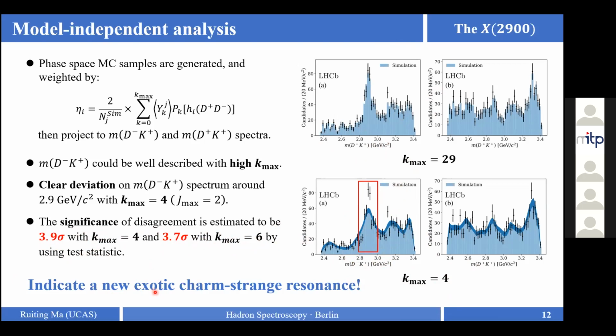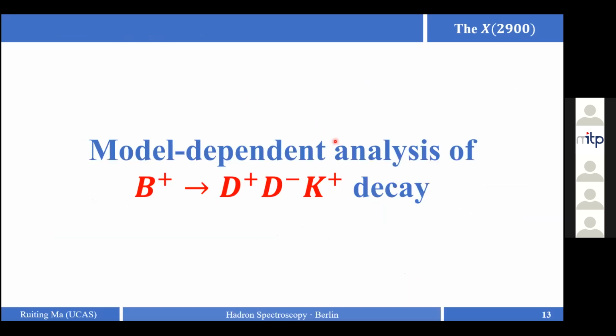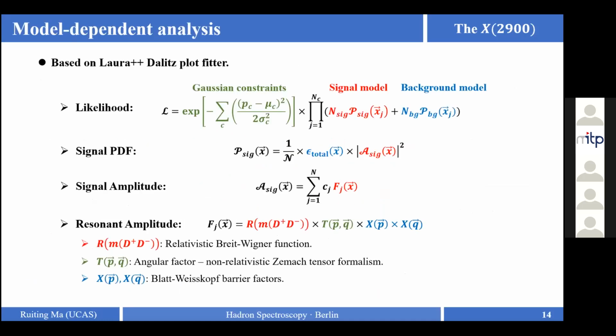So it indicates a new exotic, or at least a new exotic charm-strange resonance here. We then perform a model-dependent amplitude analysis on this decay to extract the parameters of the potential exotic resonance. The amplitude analysis is performed based on the Laura++ Dalitz plot fitter. The likelihood in the fit contains some Gaussian constraints on the mass and width of some well-known charmonium states, and also the signal model and the background model.